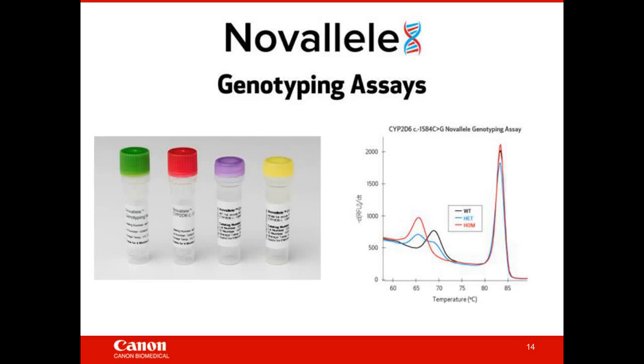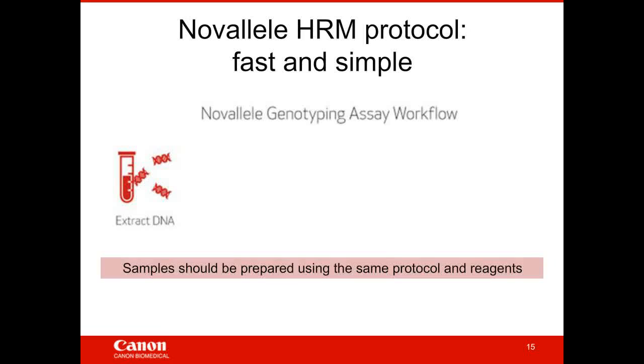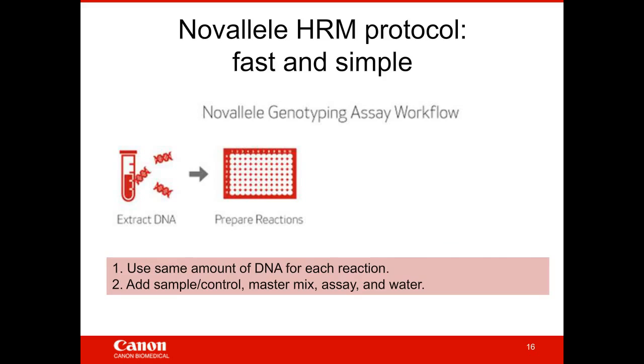Because of these advantages that HRM offers, Canon BioMedical uses this technology to develop and launch the Novallele genotyping assays. These assays have a very simple four-step protocol, the first step being DNA extraction, followed by sample preparation, which requires mixing the assay, sample, or control with our high-speed Novallele genotyping master mix.